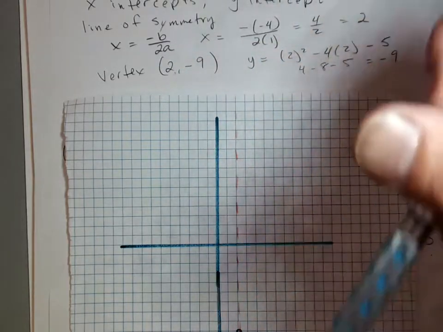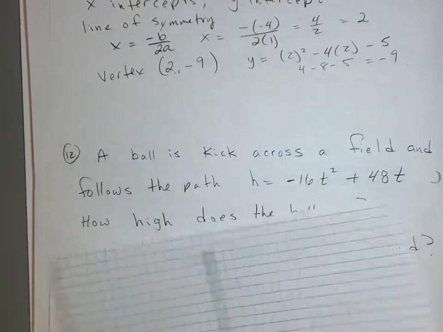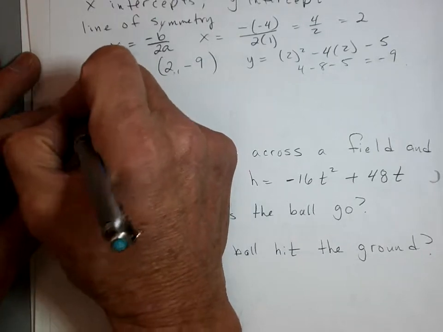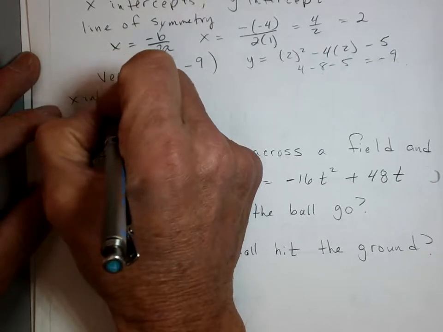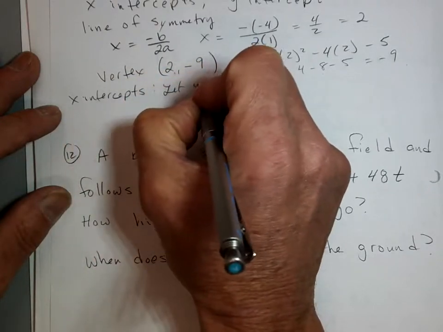Okay? Now, I also need x-intercepts. To get x-intercepts, what I'm going to do is set it equal to 0. We're going to let y equal 0.